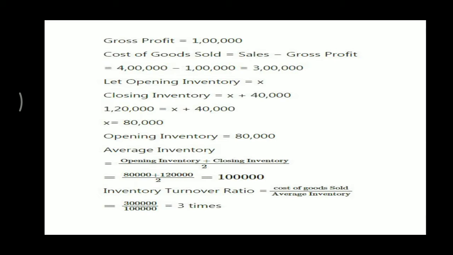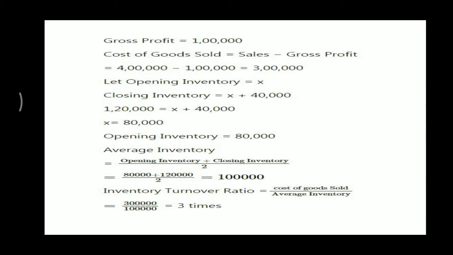So by using the formula, cost of revenue from operation is equal to revenue from operation minus GP, we will calculate the value of cost of goods sold or cost of revenue from operation. So 4 lakh is the value of sales or revenue from operation, and 1 lakh is the value of GP. The difference between sales and GP is coming as 3 lakhs.